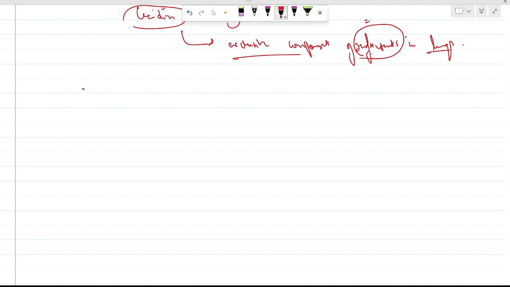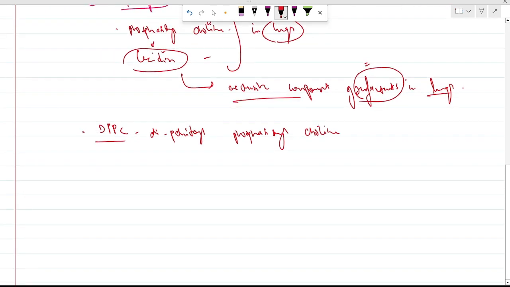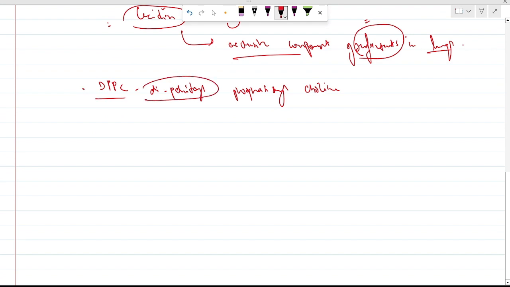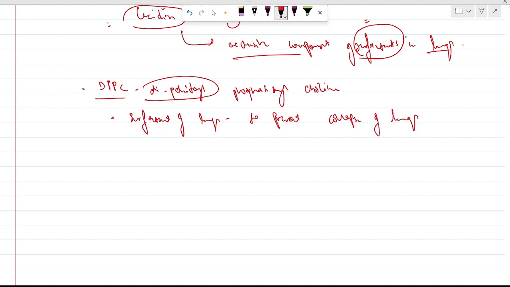Second, we are going to discuss in the phospholipid is DPPC. DPPC stands for dipalmitoyl phosphatidyl choline. First, we have seen only phosphatidyl choline, that is lecithin. Next, we are going to see dipalmitoyl phosphatidyl choline. This is a form of the lecithin. It is also present in the surfactant of lungs to prevent the collapse of lungs. As we know, the surfactant reduces the surface tension, it prevents the collapse of the lungs.